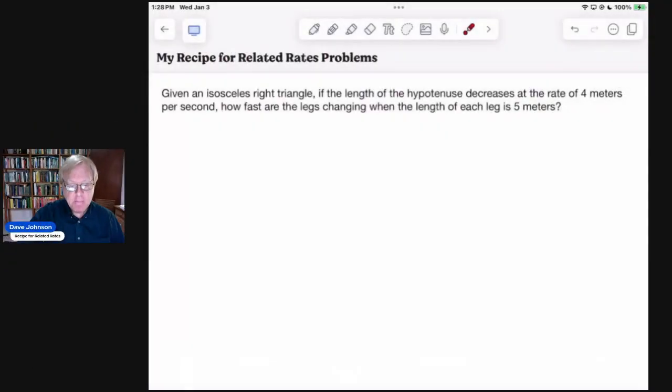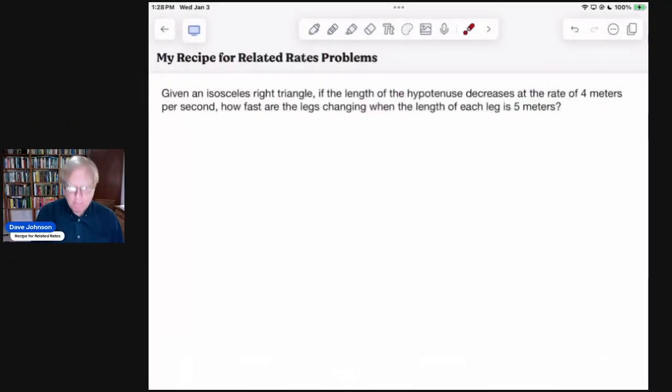Today I want to talk about related rates problems, and I want to share with you my personal recipe for this. There's nothing special about my recipe. I hope, and I imagine all teachers have their own way of doing these problems, and I hope the students eventually come up with their own way of solving these problems. Let's take a look at the problem that I have in mind for today.